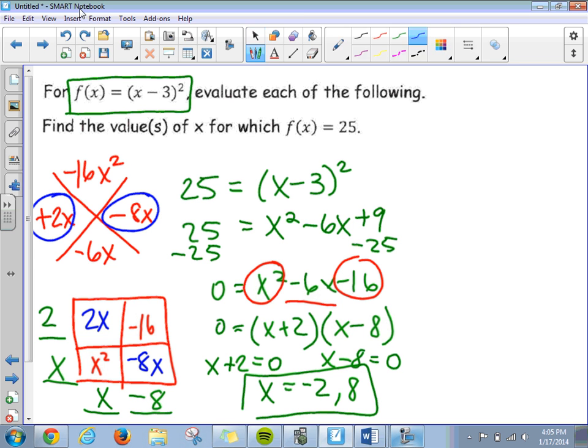Again, really the trick here is we knew that after we set it to 25, it would be a lot easier if we had set it equal to 0, and so we should subtract away that 25.